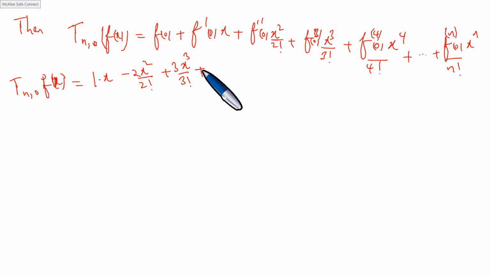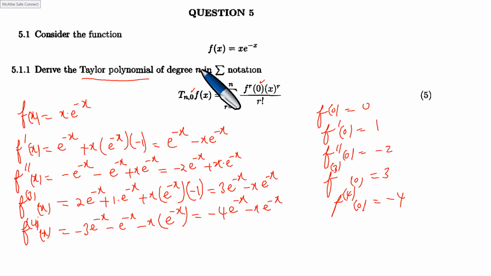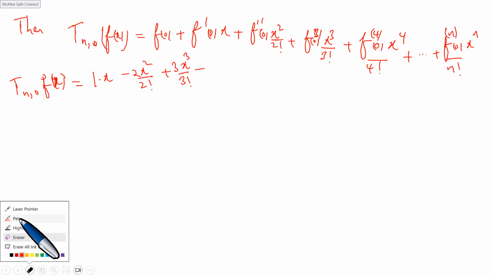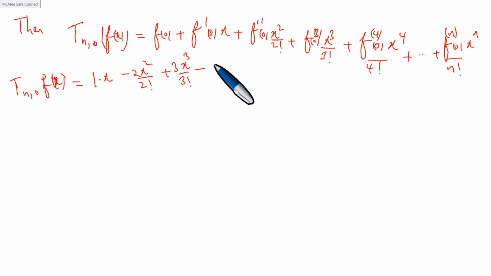The fourth derivative, -4. Right, so this is -4 x to the fourth power over 4 factorial.